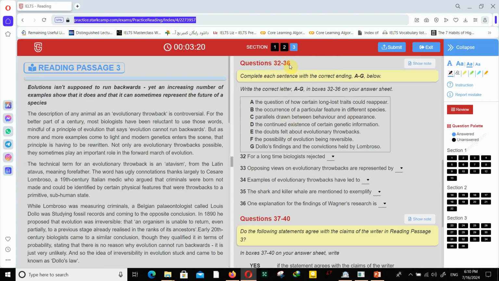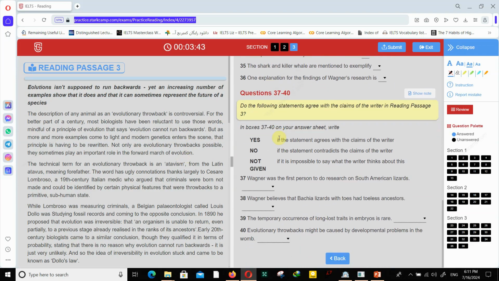For 32 to 36, again the questions and answers are in the same order. These are incomplete sentences that you have to complete with the options from A to G. And for 37 to 40, yes, no, not given, again, questions and answers are in the same order. So what is going on in here? How can we deal with this type of tests?